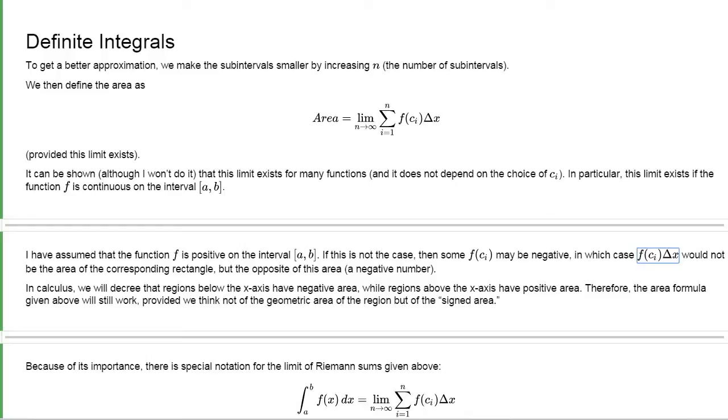So some things might have area 0, for example, if all the stuff below is the same size as the stuff above. So your signed area might be 0, even though there's actually some region there. Geometrically, you have area. All right, so distinguish between the signed area in calculus and the geometric area we talked about back in geometry.